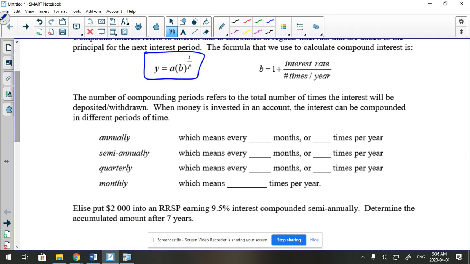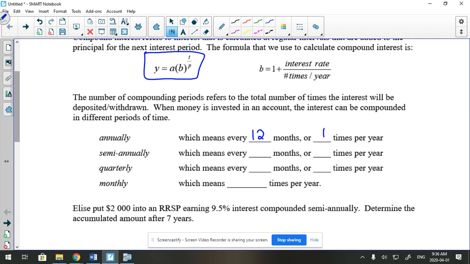So number of compounding periods refers to the total number of times the interest will be deposited or withdrawn. If you have an investment, you want it to be compounded more often because then you're earning interest more often. If it's compounded annually, that means it's happening every 12 months, or one time per year.